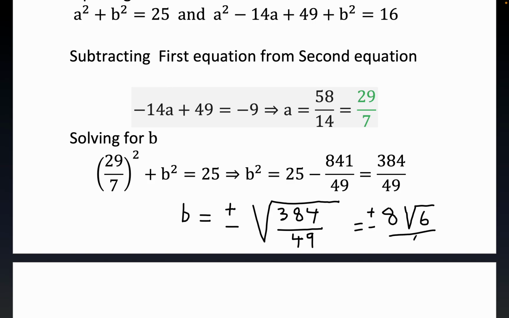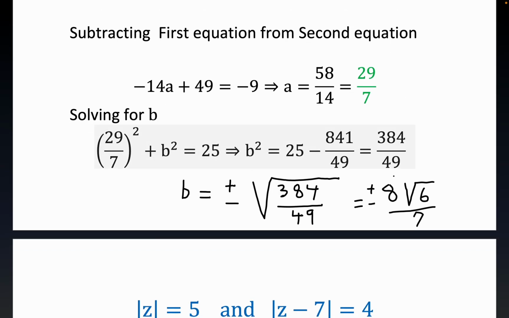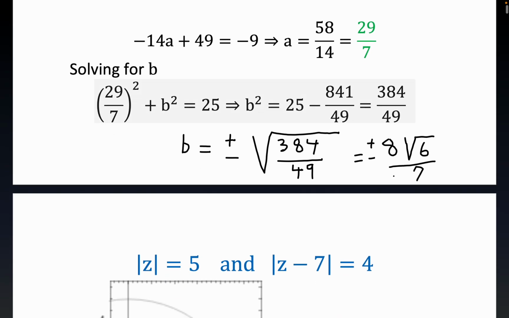Okay? So that's effectively the answer to the question. But let's just make sure that makes a little bit of sense. Notice that this number is a little bit more than 4, namely it's equal to 4 1/7. 29 divided by 7 is 4 1/7, so this is just a hair above 4. Now this number is a little harder to discern. The square root of 6 is somewhere between 2 and 3, right? So you have 8 times a number between 2 and 3 divided by 7, which ends up being between 2 and 3 also. Closer to 3 probably.